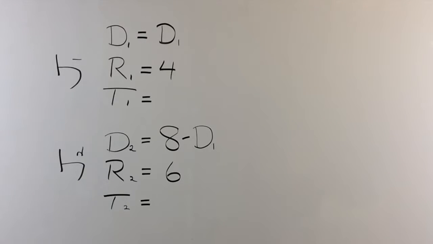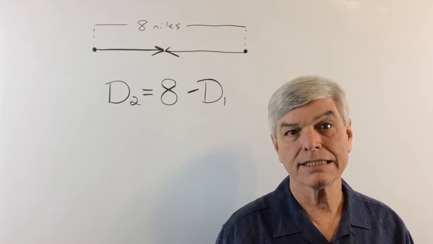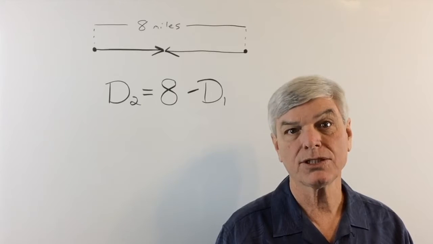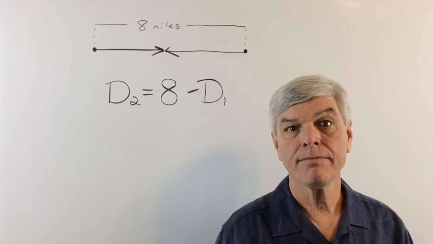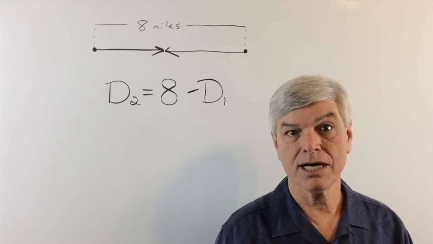This is a good question to ask when you hit a stumbling block like that. They didn't give me the distance. They didn't give me the rate. They didn't give me the time. Ask this question: does T1 equal T2? Does D1 equal D2? Does rate 1 equal rate 2? In this case, T1 does equal T2. In other words, they start at the same time and they finish at the same time.